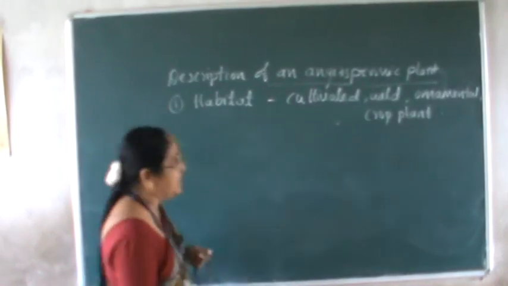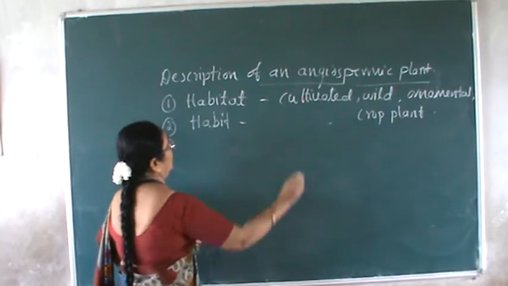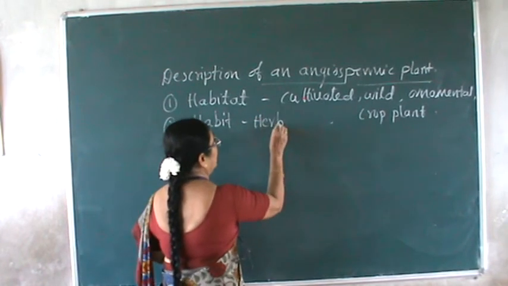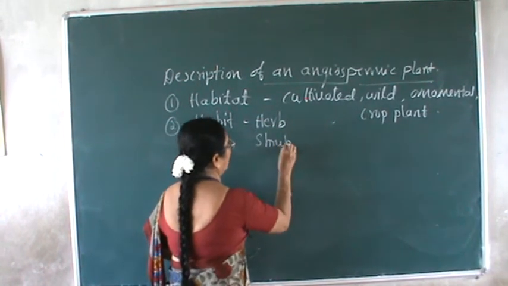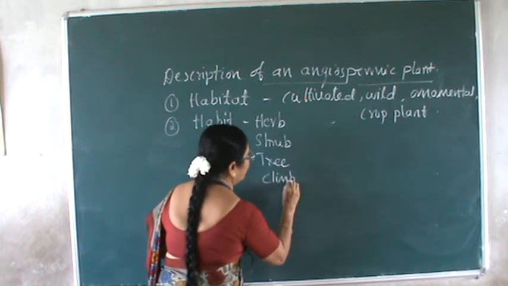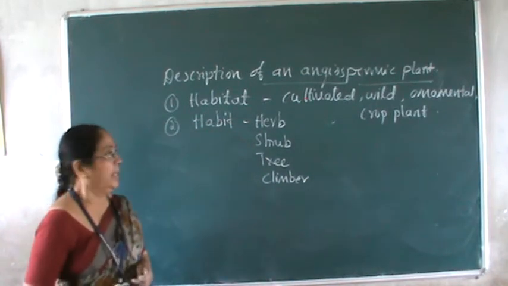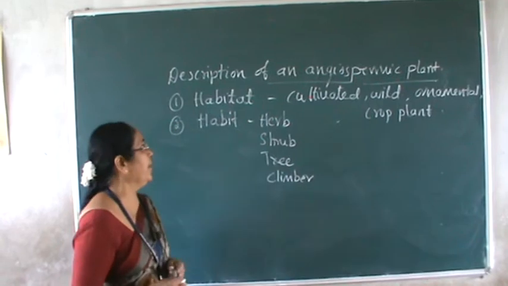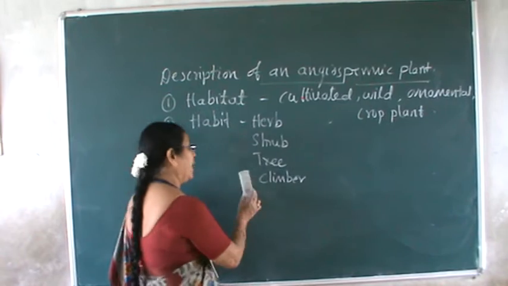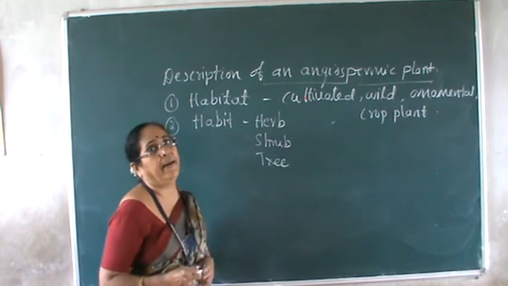The next part to be described is the habit of the plant. Habit means whether the plant is a herb, a shrub, a tree, or a climber. There are many climbers, twiners, etc. We will come to know all these terminologies with the study of the stem. Mainly there are three categories of plants. Forget about the climber, I will explain it during the stem. So herb, shrub, or a tree.